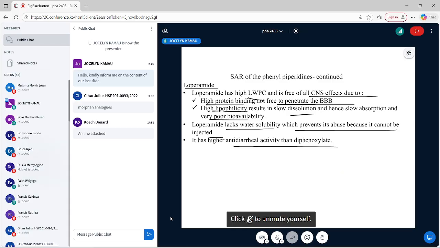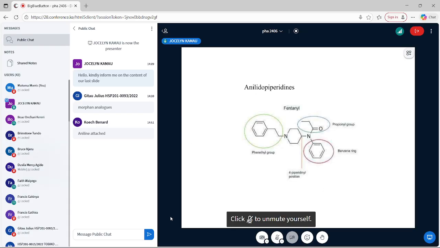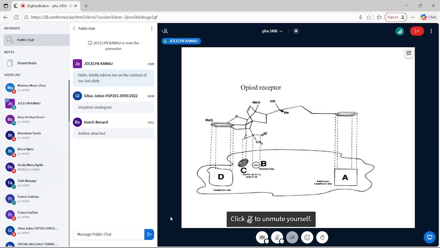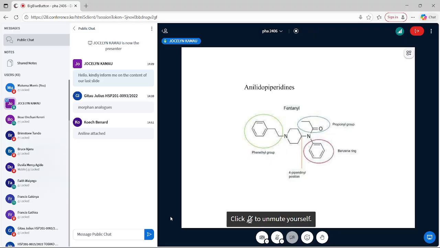So you can see how change of structure can result in compounds that have very different clinical indications. Here we have diphenoxylate and loperamide being used as antidiarrheals. We have the anilidopiperidines being used as analgesics in theater. You have other drugs like pethidine being used again as an analgesic in the labor ward.